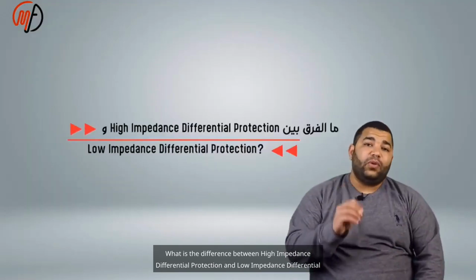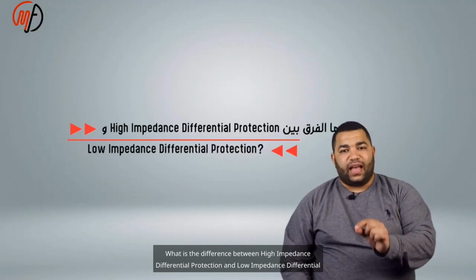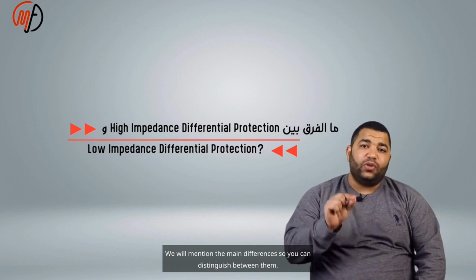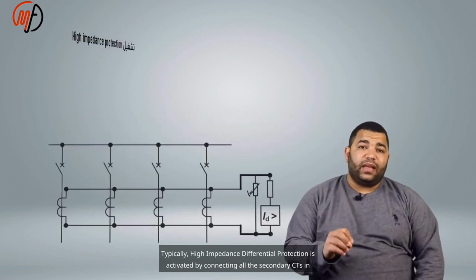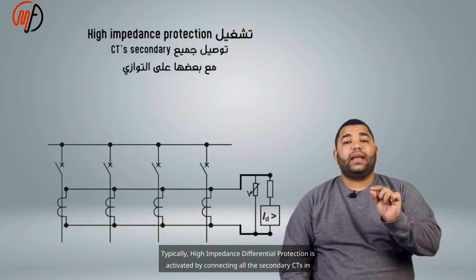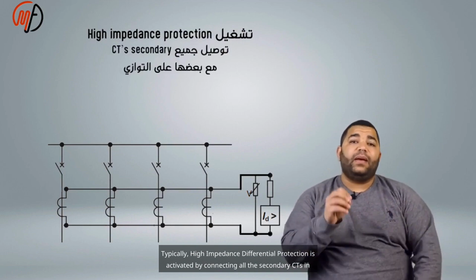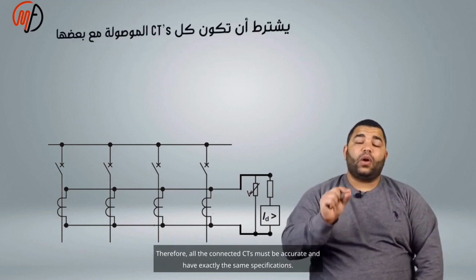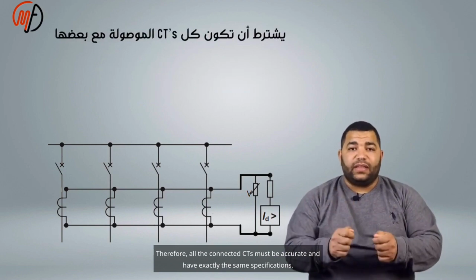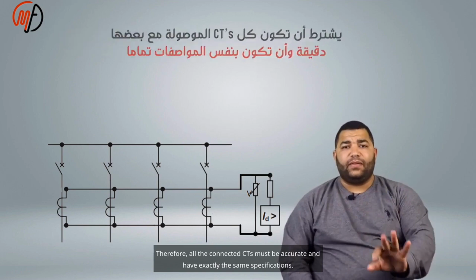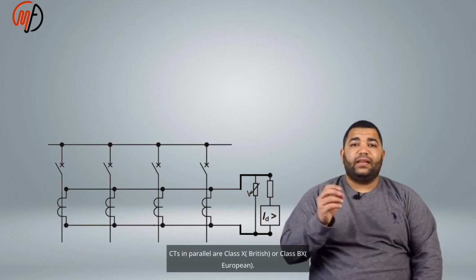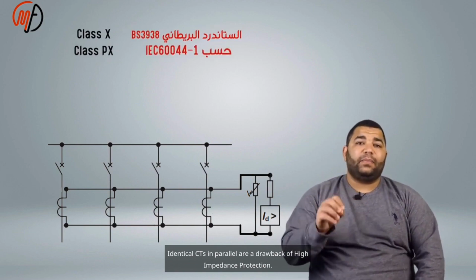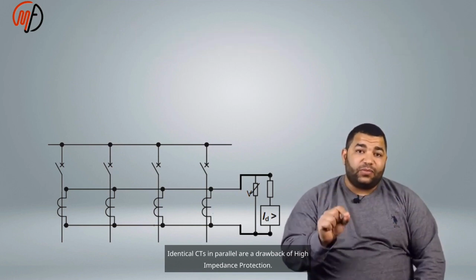What is the difference between high impedance differential protection and low impedance differential protection? We will mention the main differences so you can distinguish between them. Typically, high impedance differential protection is activated by connecting all the secondary CTs in parallel and then connecting their output to the relay. Therefore, all the connected CTs must be accurate and have exactly the same specifications. CTs in parallel are Class X, British, or Class BX, European. Identical CTs in parallel are a drawback of high impedance protection.